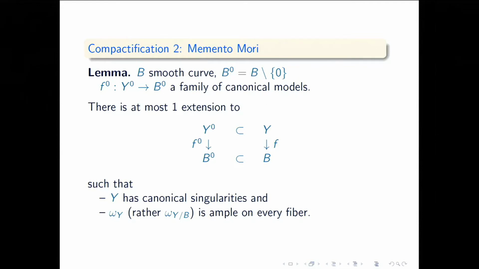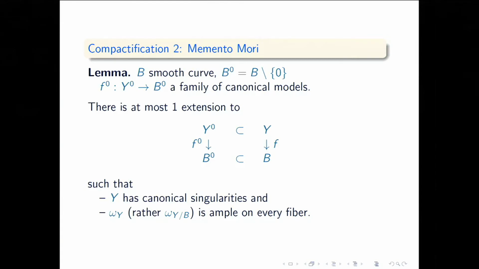And so then I start with a family of canonical models, which means that if I write down the dualizing sheaf, or maybe technically it's better to use the relative dualizing sheaf, then it's relatively ample, so it's ample on all the fibers. And then I like this ampleness, so I would like to write down the compactification where this ampleness is preserved, so then the relative dualizing sheaf is ample on every fiber.